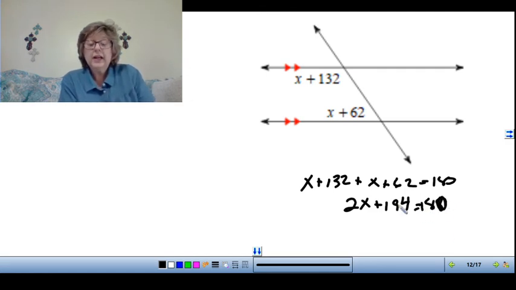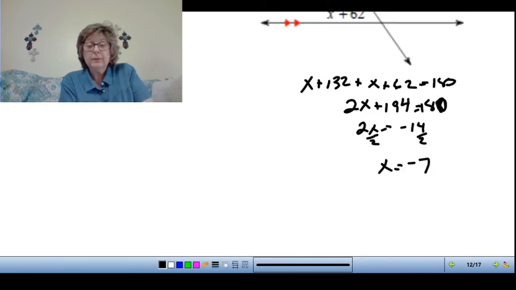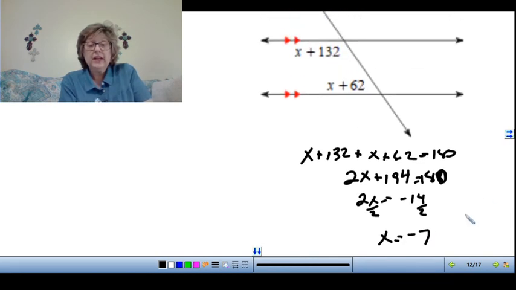I'm going to subtract 194 from both sides. So 2x is equal to -14. Then divide through by 2. So now x would equal -7. And that would be my final answer.